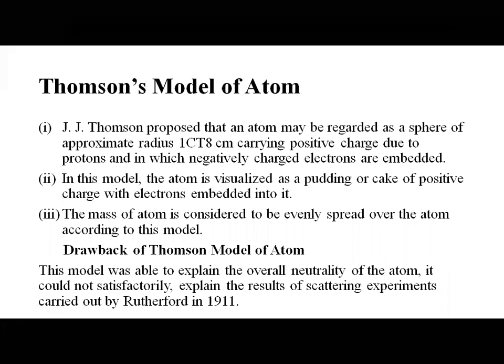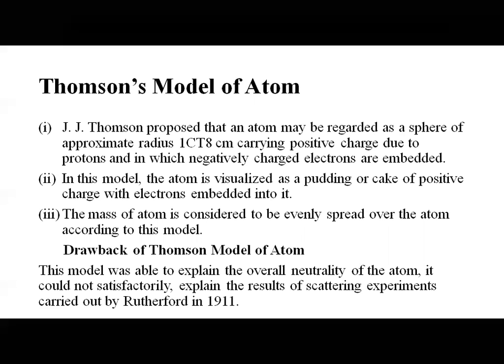Now, after the discovery of two subatomic particles, that is protons and electrons only, the neutrons were not discovered yet. Scientists started an attempt to explain how the atom might look like. And the first attempt was Thomson's model of an atom. J.J. Thomson made the first attempt, and that was called Thomson's model of an atom.